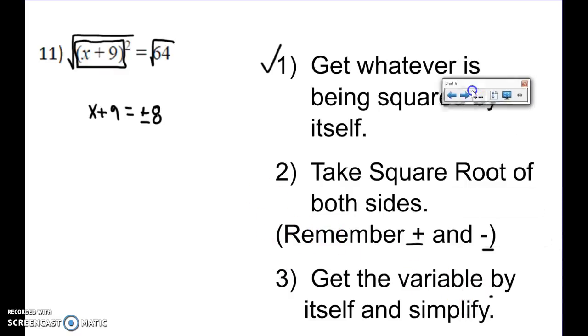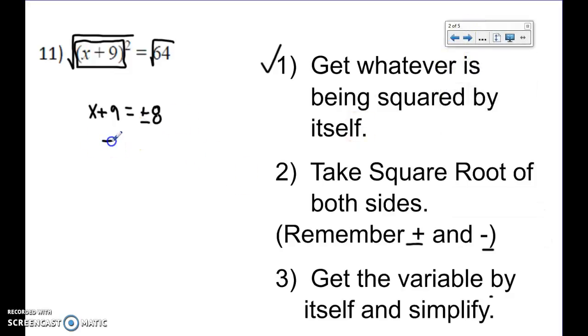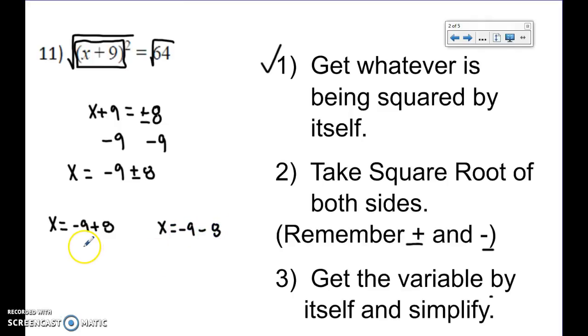Well, we bring this up here so you can see it. I'm going to subtract 9 from both sides. And what happens is I get x equals negative 9 plus or minus 8. So I'm going to solve this. I have 2 different equations here. I have x equals negative 9 plus 8, and x equals negative 9 minus 8. Negative 9 plus 8 is negative 1, so I know x equals negative 1. And then x equals negative 9 minus 8, which is negative 17. Okay?